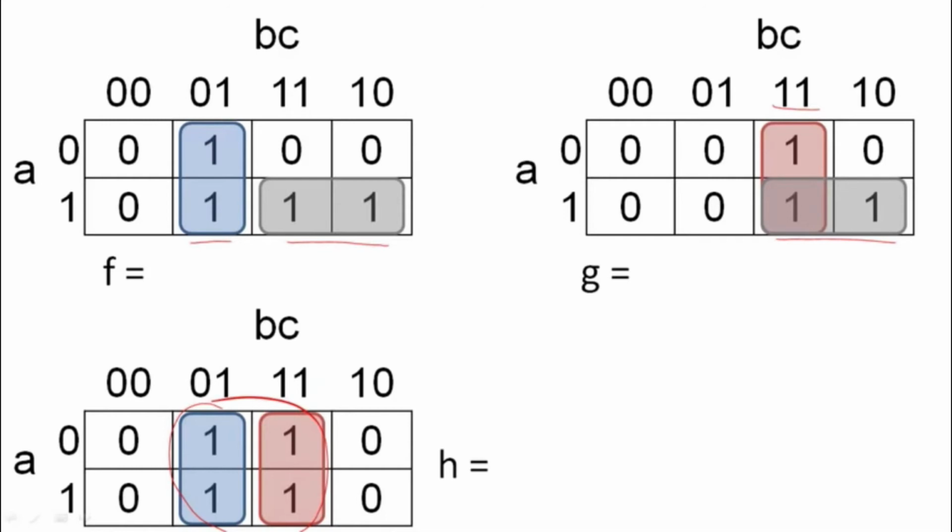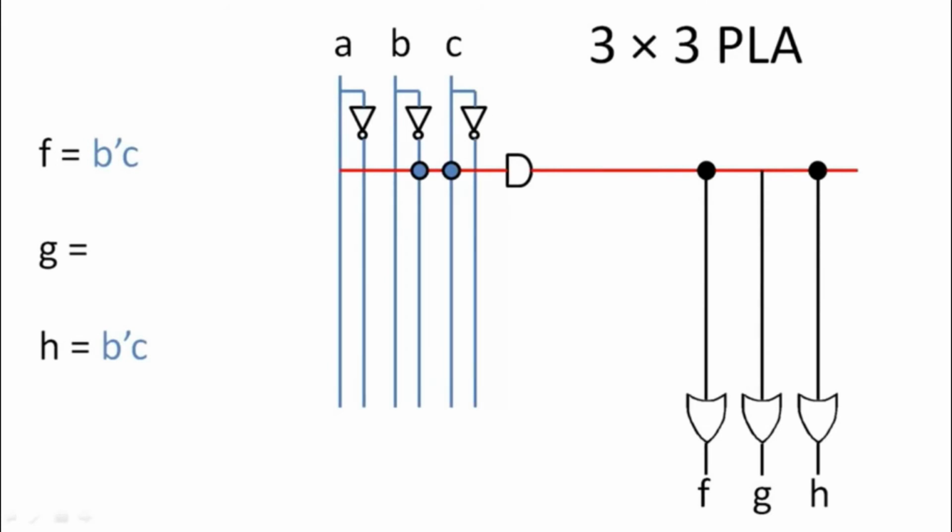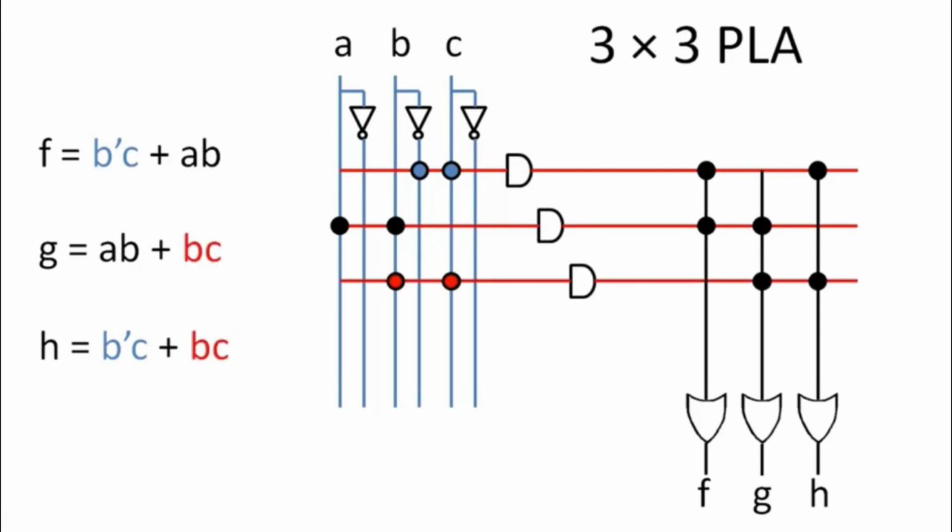Since we want to minimize the circuit tree for all three circuits simultaneously, we will make H slightly less minimized so that we can have 3 product terms rather than 4 product terms for all 3 expressions. Now that we have our expressions, we will connect the rails of our PLA to implement each product term, and then we will connect these product terms to OR gates to produce our outputs.